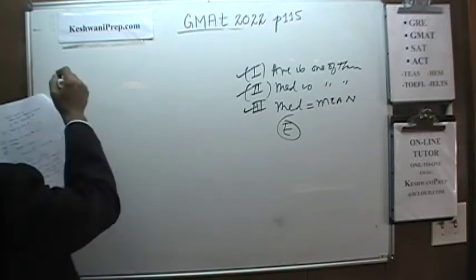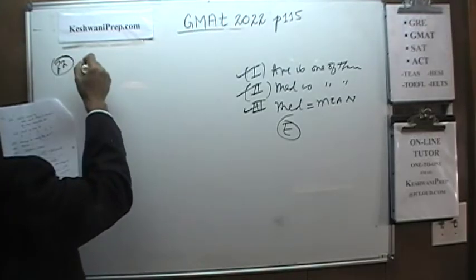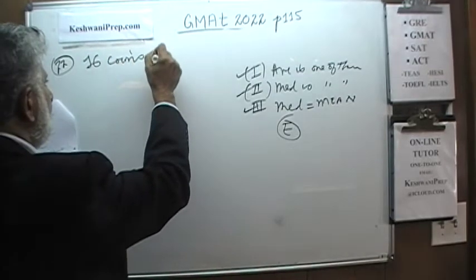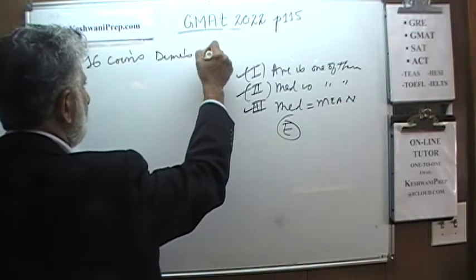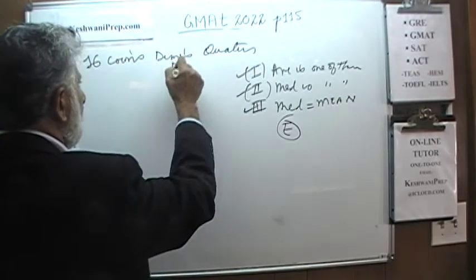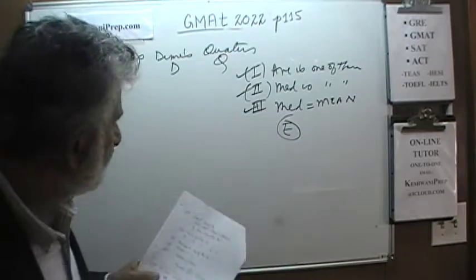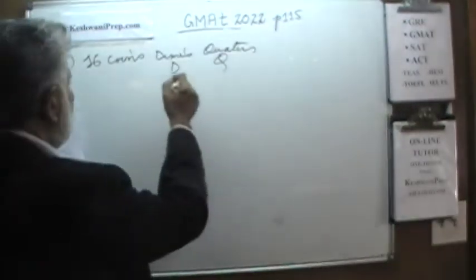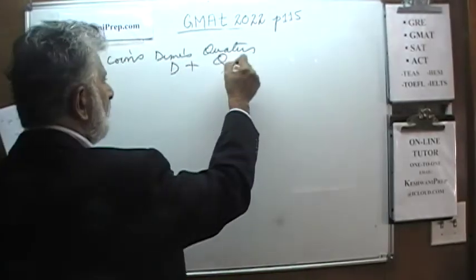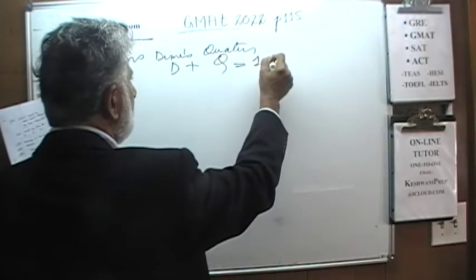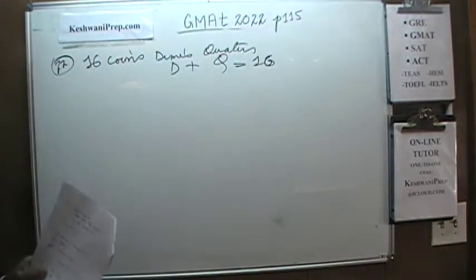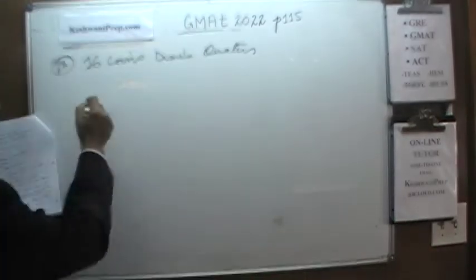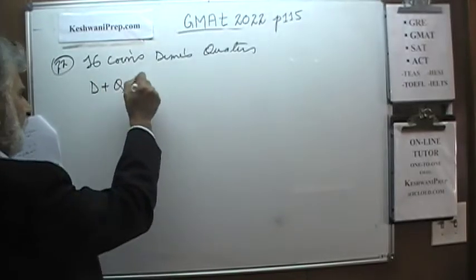In number 22, we are told that we have 16 coins, made up of dimes and quarters. There are 16 of them. There you go, that's our first equation. Dimes plus quarters has to equal 16. So the number of dimes plus the number of quarters has to be 16.